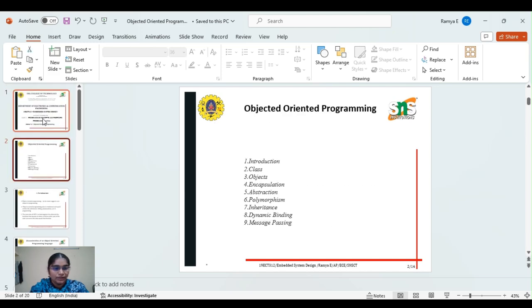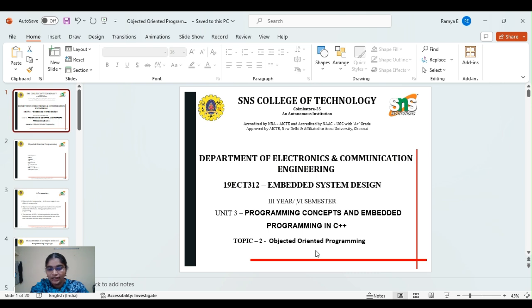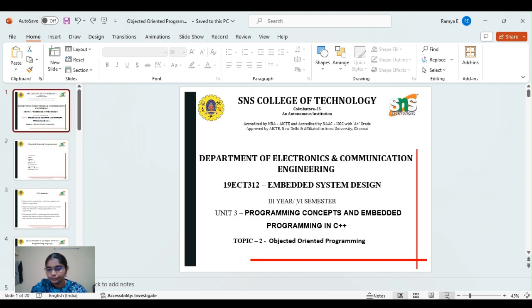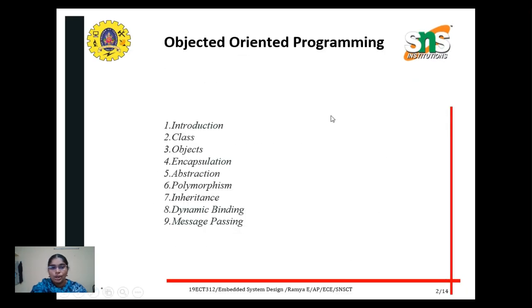Today we are going to discuss the OOPS concept, object oriented programming. Okay, so let's discuss one by one. In object oriented programming, we have nine important things. One is the classes, objects, encapsulation, abstraction, polymorphism, inheritance, dynamic binding, and message passing. These are the important things in OOPS, object oriented programming. Okay, so let's discuss one by one.